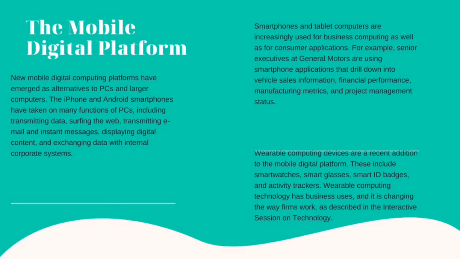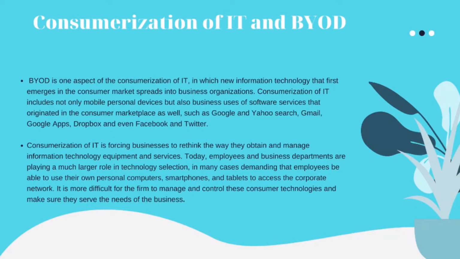For example, senior executives at General Motors are using smartphone application that drill down into vehicle sales information, financial performance, manufacturing metric, and project management status. Wearable computer devices are a recent addition to the mobile digital platform. This includes smartwatches, smart glasses, smart ID badges, and activity trackers. Wearable computing technology has business uses, and it is changing the way firms work as described in the interactive session on technology.